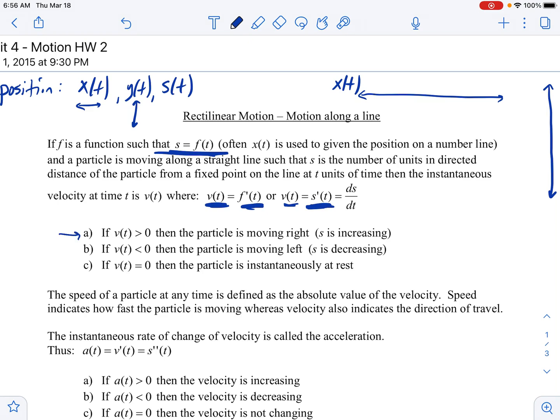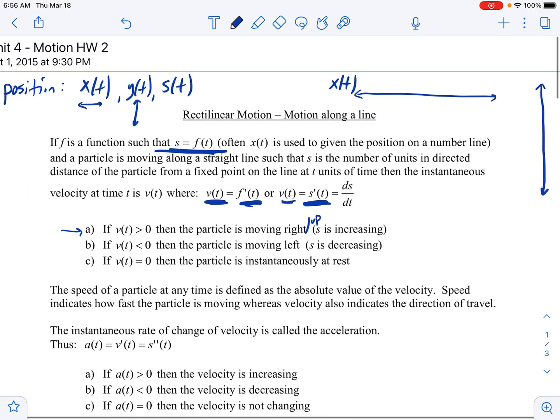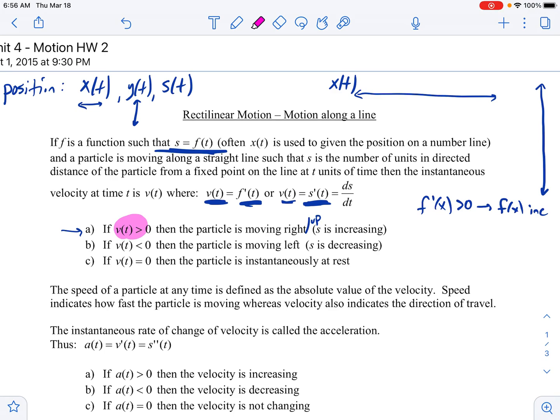In part A down here, it says if velocity is positive, then the particle is moving to the right, okay? So these notes are assuming you have horizontal movement, but it could also apply to vertical, so let's throw the word up in there as well. When velocity is positive, the particle is moving up or to the right, and it says in the parentheses there that s is increasing. This is just an application of first derivatives, right? If the first derivative of some function is positive, that tells us that the function itself is increasing, okay? And that's what's going on here. If velocity is the first derivative of position, then if velocity is positive, the position function is increasing.